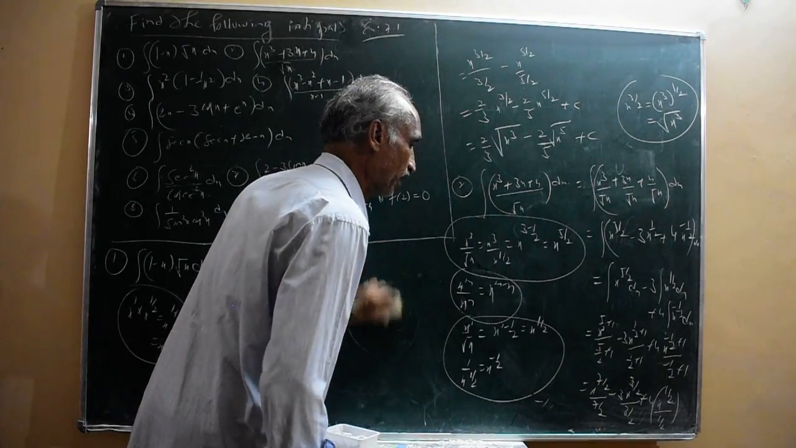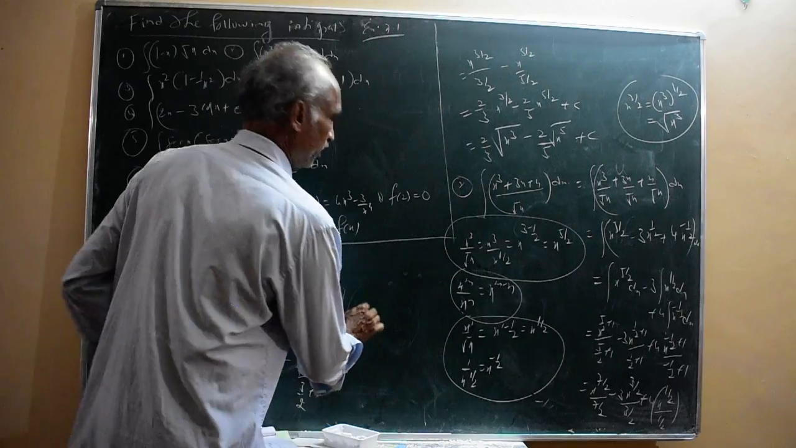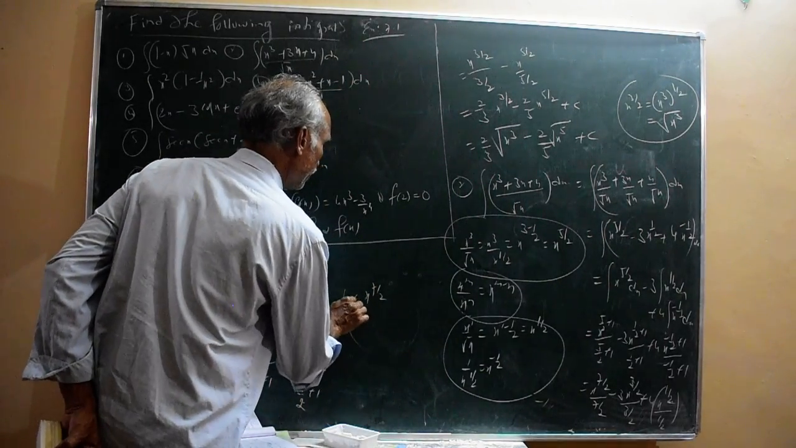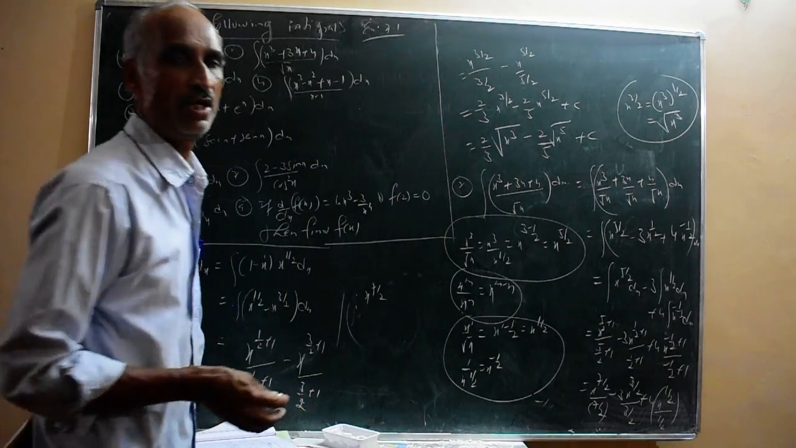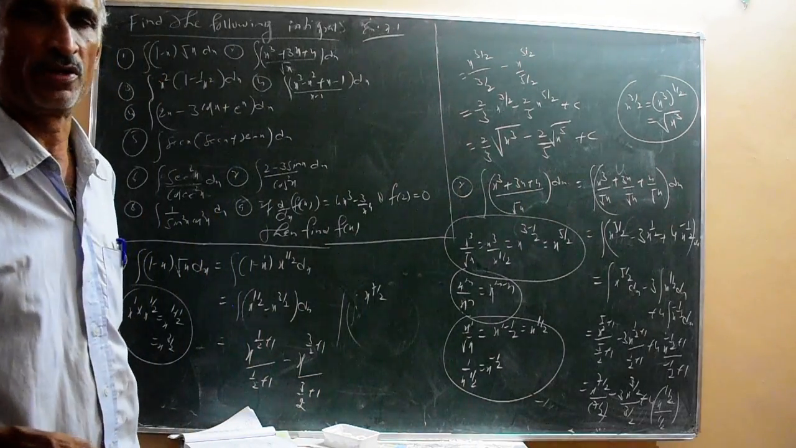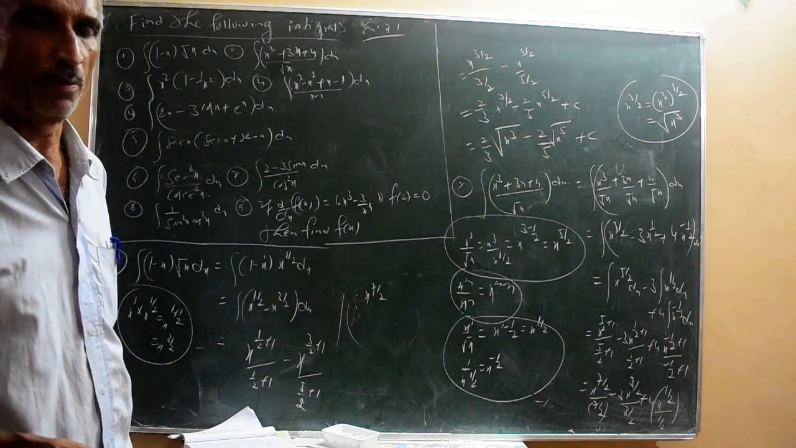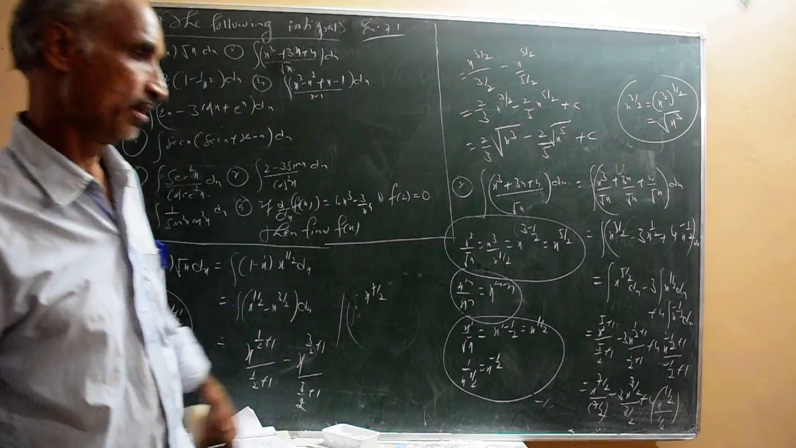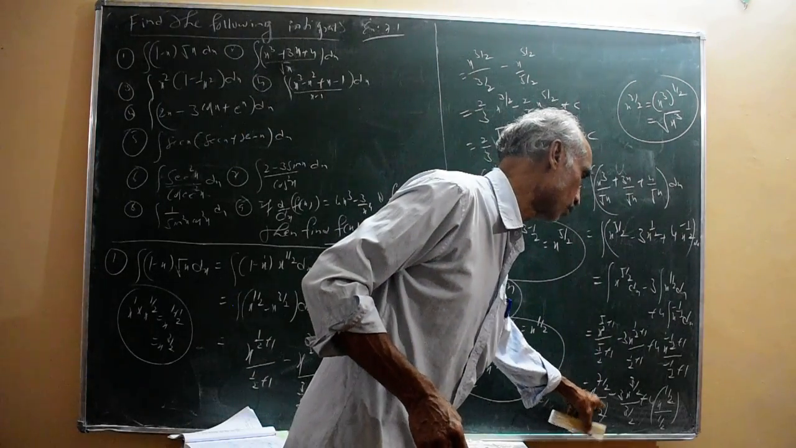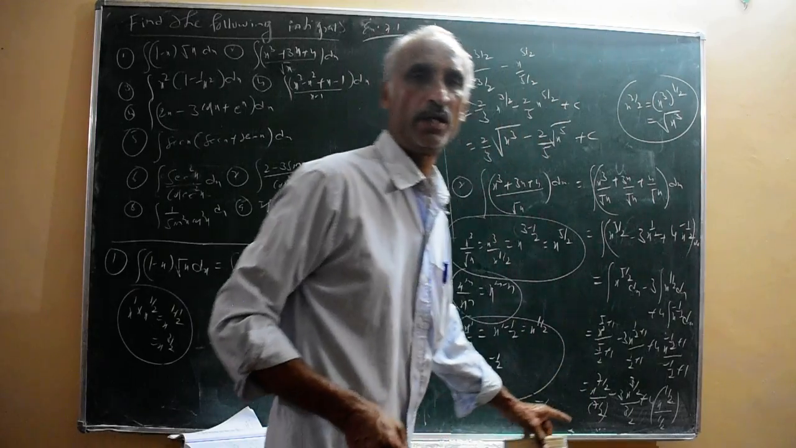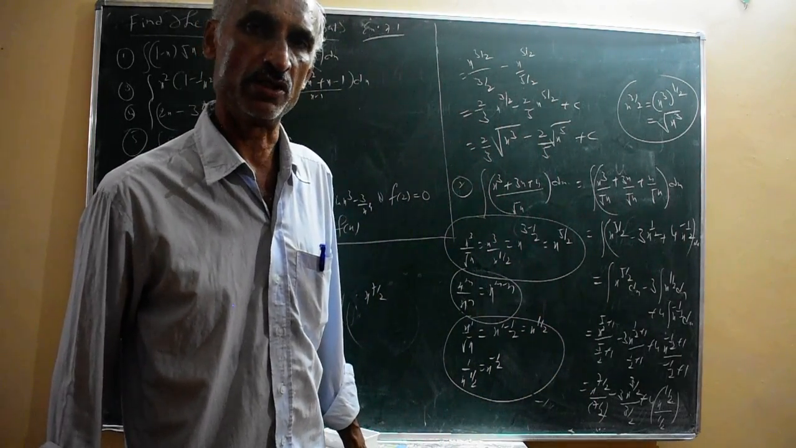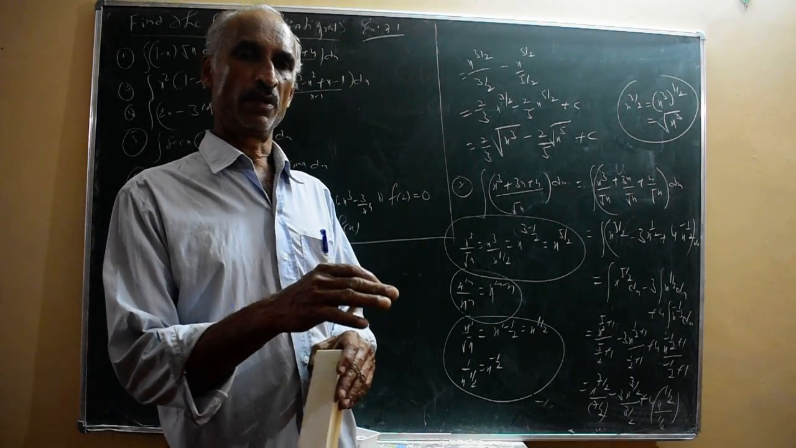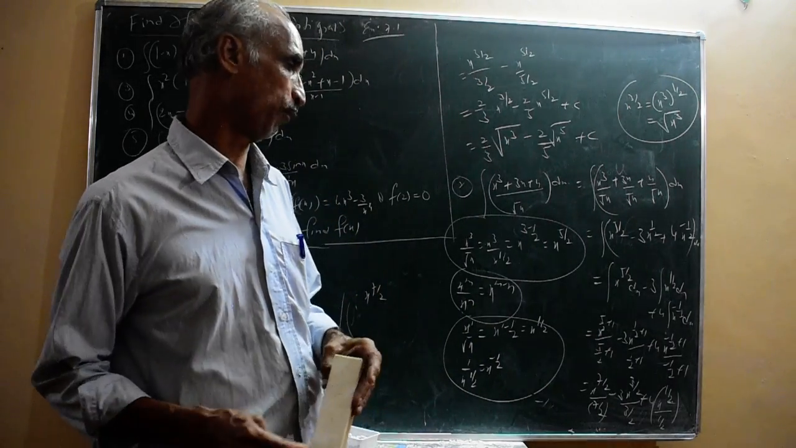x raised to 7 by 2 into division. The denominator can be multiplied. What happens? a by b upon c by d equals a upon b into d by c. Therefore 2 by 7, 7 by 2 multiplied: a by b upon c by d is a by b into d by c. Denominator division can be converted to multiplication by taking the reciprocal.